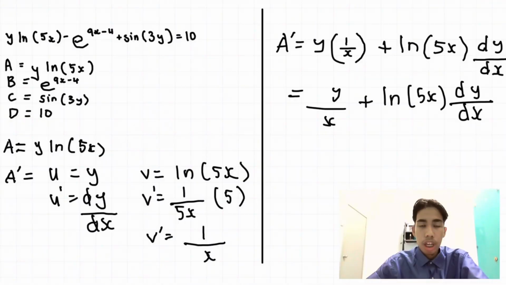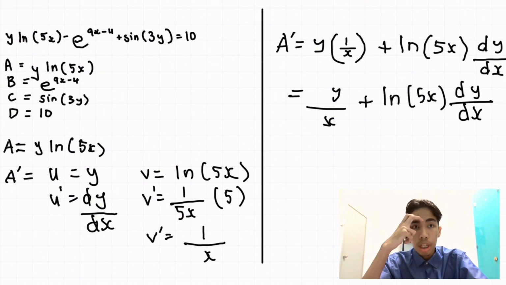Okay, so we will answer question 3, that is given y ln(5x) minus e to the power of (9x minus 4) plus sin(3y) equals 10. Find dy/dx using implicit differentiation. So first we need to split this equation into 4 parts. First, A equals y ln(5x). First we need to differentiate this. So for this we need to use the product rule.